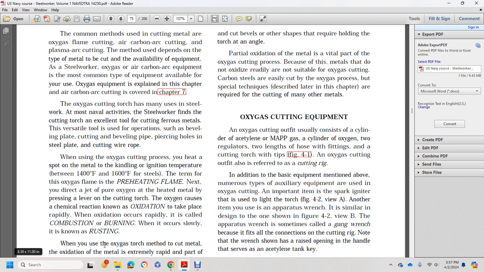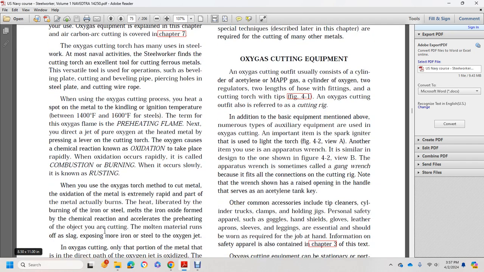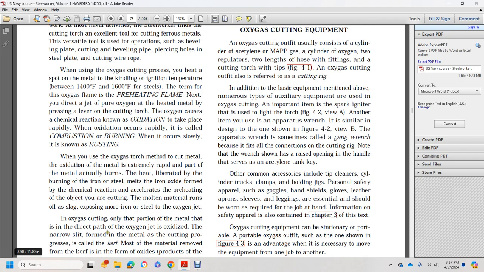The chemical reaction known as oxidation takes place rapidly. When oxidation occurs rapidly, it's called combustion or burning. When it occurs slowly, it's known as rusting. When using the oxygen cutting torch, the oxidation of the metal is extremely rapid and part of the metal actually burns. The heat liberated by the burning of the iron and steel melts the iron oxide formed, and the chemical reaction accelerates the preheating of the object you are cutting. The molten material runs off as slag, exposing more iron and steel to the oxygen jet.